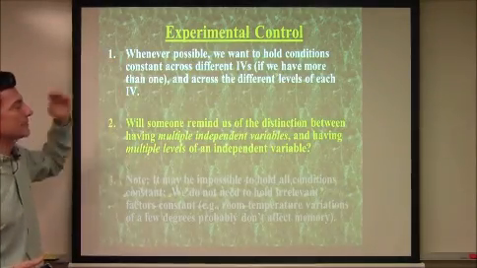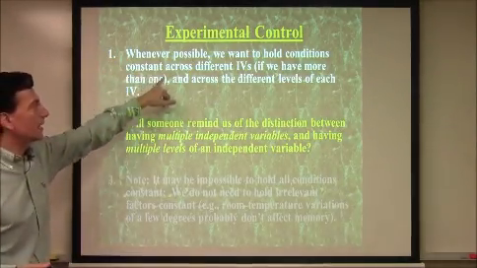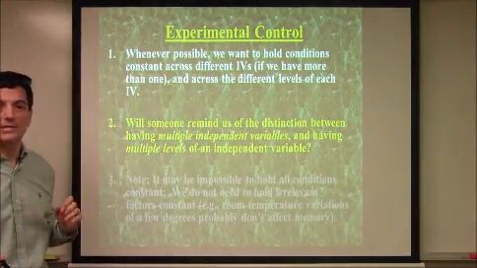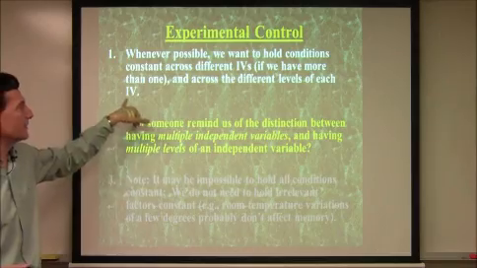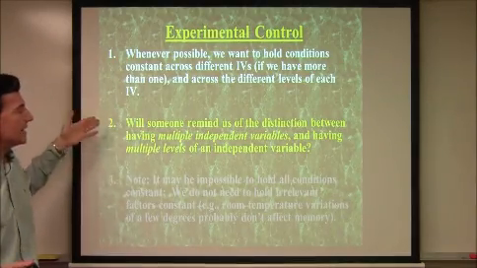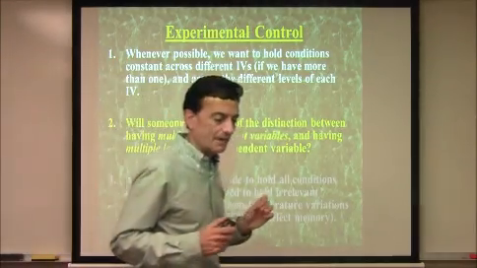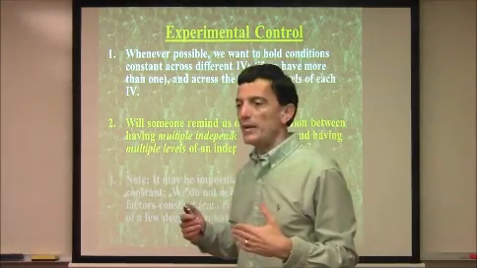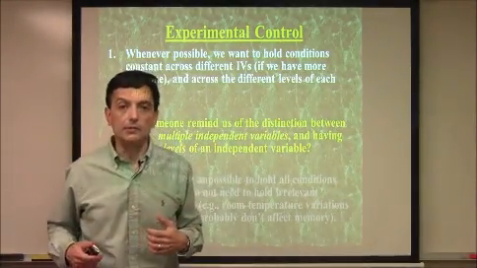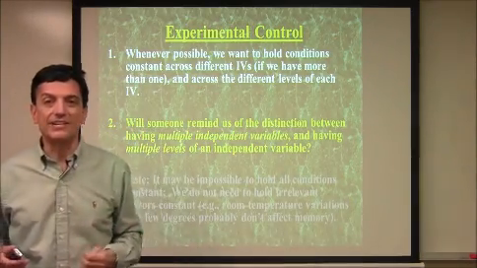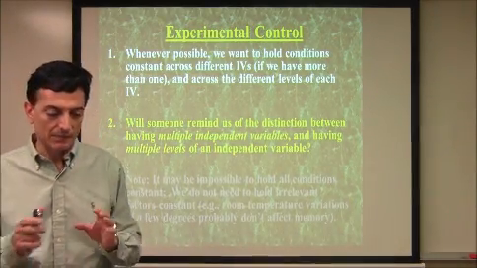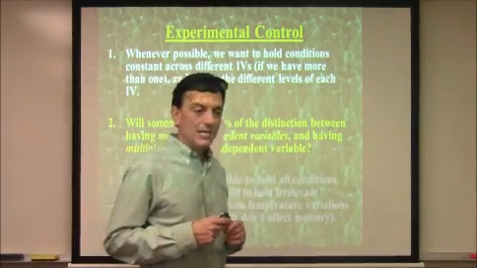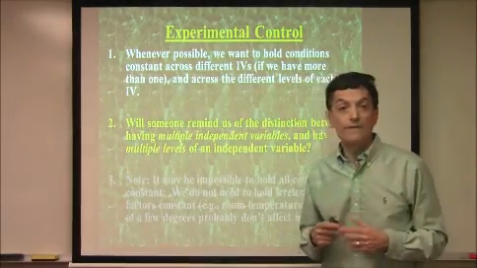Okay? So whenever possible, we want to hold conditions constant across different IVs, that's independent variables, if we have more than one independent variable, and across different levels of each IV. And here in yellow, we're going to try to remind ourselves of this distinction that many students struggle with, and that is the distinction between having more than one independent variable and having multiple levels of a given independent variable. So let's just remind ourselves first of what a variable is. A variable is an entity that can assume more than one value.